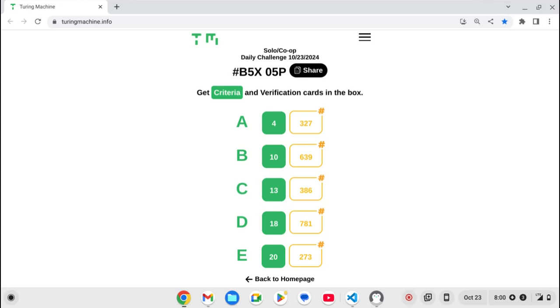Let's begin. Today's October 23rd, 2024, and we're solving the Daily Turing Machine Puzzle. Today's puzzle uses the following 5 criteria cards: criteria card 4, 10, 13, 18, and 20. And the puzzle uses the orange verification cards. The code above is your way to get more information on today's puzzle by searching the code on turingmachine.info. Let's go solve.